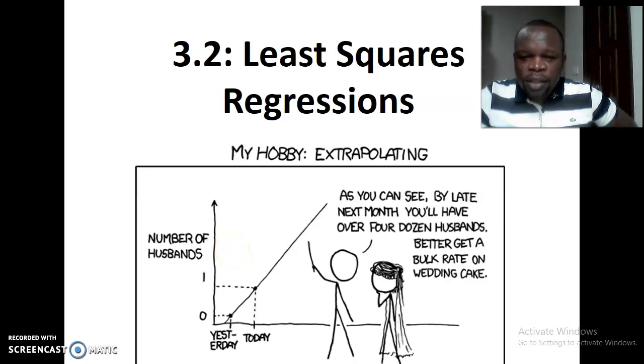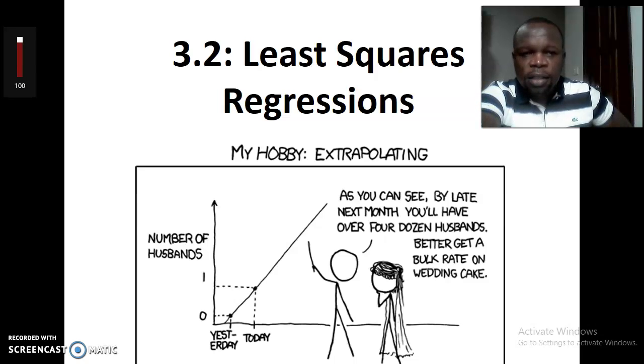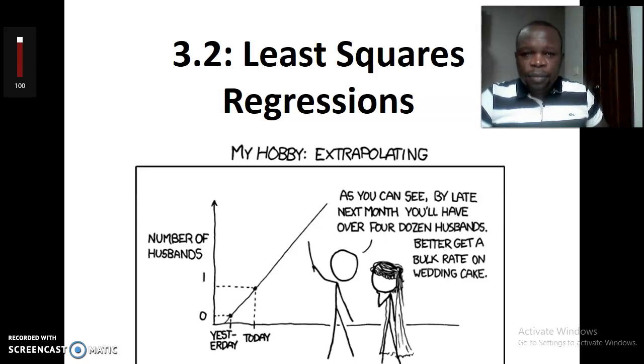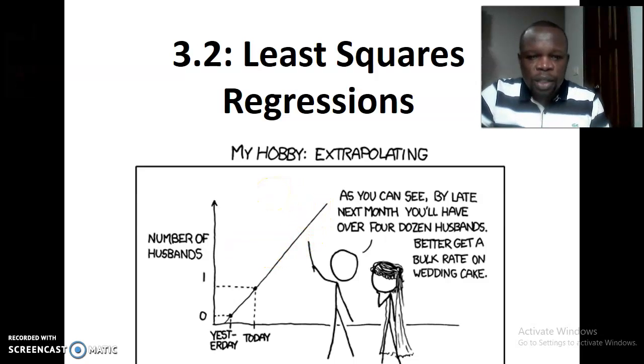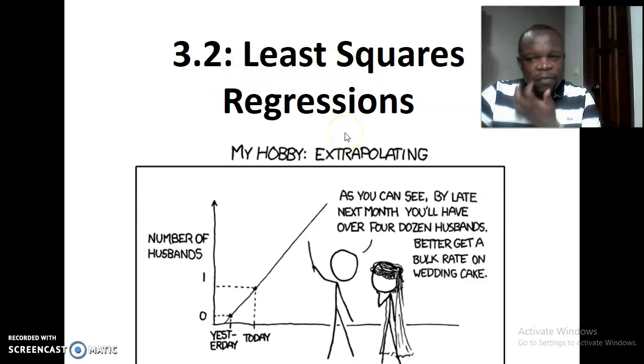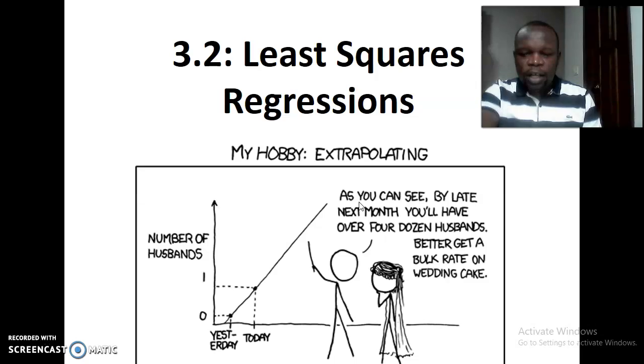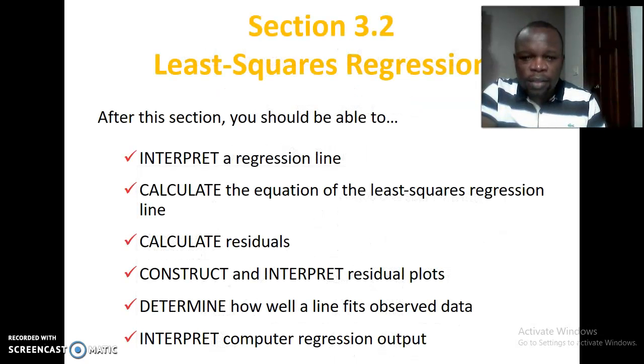Okay, welcome Epistats. This is section 2 of chapter 3, which is now unit 2 in the new College Board syllabus. So we are looking at least square regression lines. In the previous unit, we talked about scatter plots and correlation coefficient. So let's go ahead and just briefly look at what this entails.